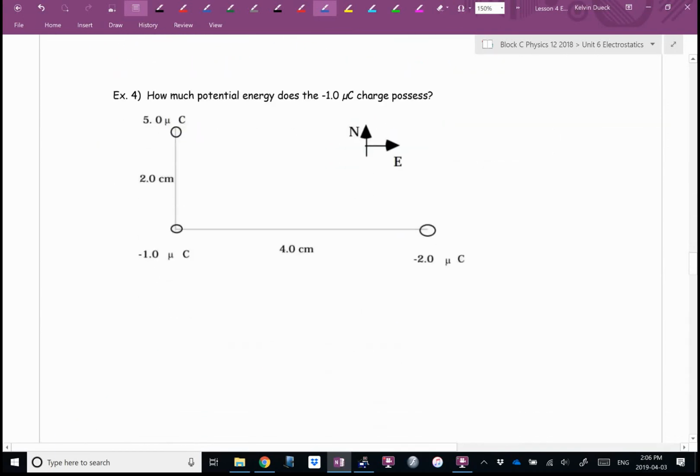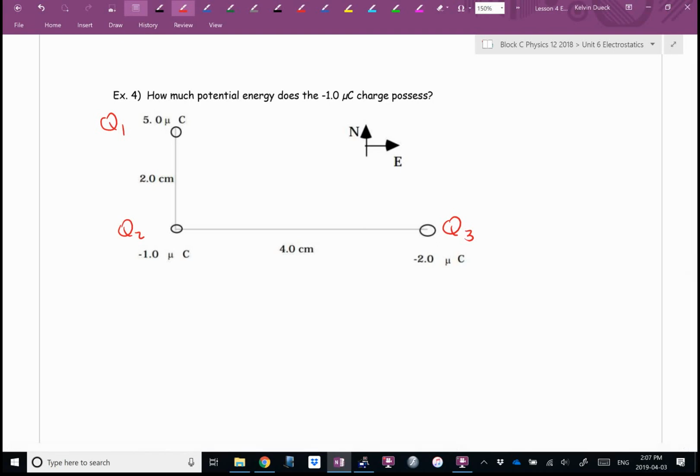Example 4. How much potential energy does the negative 1 microcoulomb charge possess? Okay. What's the first thing that I would do here before I even bothered diving in? I think with 3 charges. Sometimes I'm a bit lazy with 2. You notice in the previous questions, I just assumed big Q, little q. But yeah, if there's 3, I'll call this Q1, Q2, Q3. So which charge, Lorenzo, does it want me to find the amount of energy of?